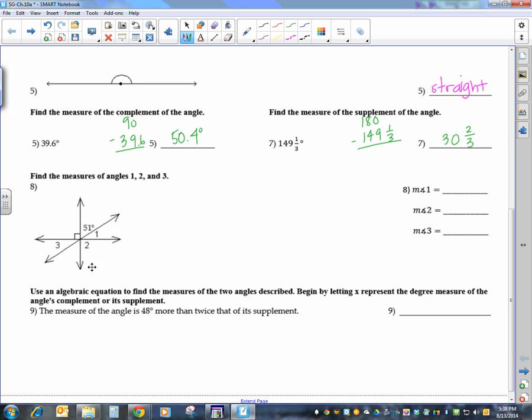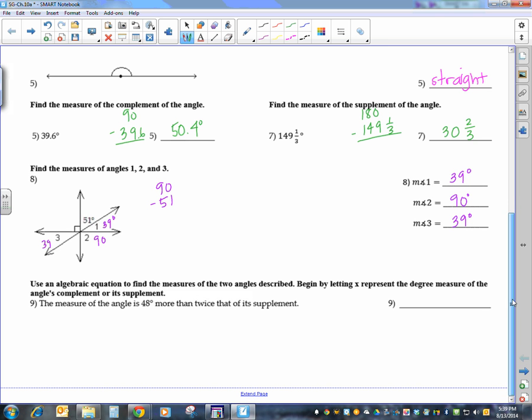I find it easiest to do it right here on the diagram, and then we'll transfer our answers. This angle, I think everybody knows, is 90. This is 51. That means this whole thing is 90. So I'm going to have 90 minus 51, and 90 minus 51 is going to be 39. 2 is the same thing as 90, and 1 is a vertical angle with 3. So I'm going to have 1 is 39 degrees, 2 is 90 degrees, and 3 is 39 degrees.